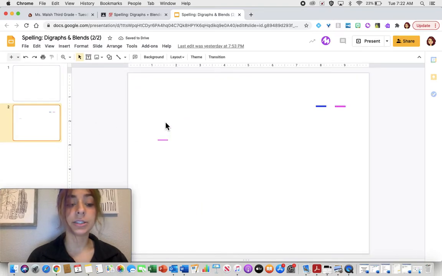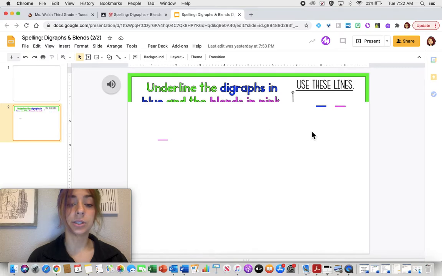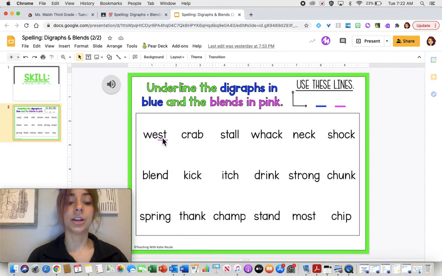So you're going to find the two consonants in the words that you are given. For example, this first word right here is west, and the two consonants that are right next to each other are S and T. In crab, C-R. In stall, you have S-T. You might even notice that some of them have two. So there's two in some of these words, so make sure you're really paying attention.